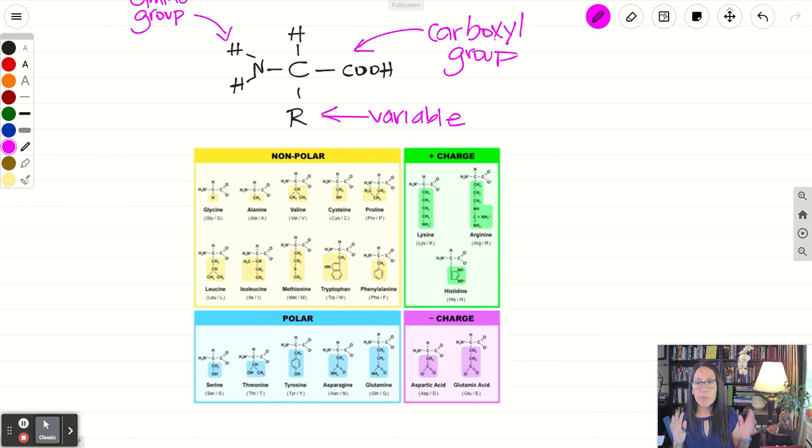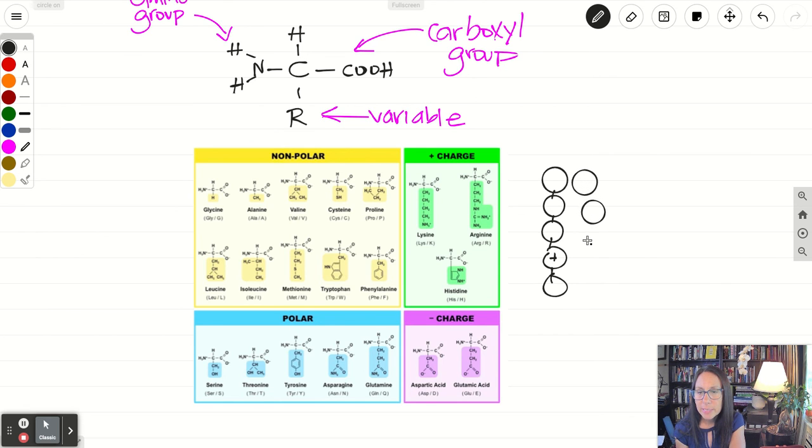Okay, and these properties are very important, and this is why. So let's say, for example, we have a string of amino acids, and each one is attached to each other through a peptide bond. And let's say this one here has a positive charge, okay? So what that means is that it's going to be attracted to a negatively charged amino acid. So let's say, for example, this long string folds up and this positively charged amino acid is going to be attracted to this negatively charged one. Okay, and so it'll fold up because of that.